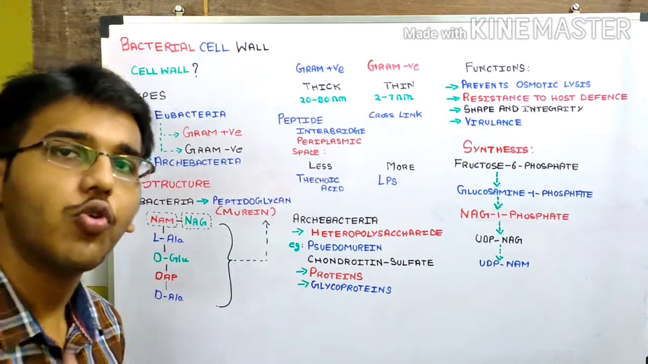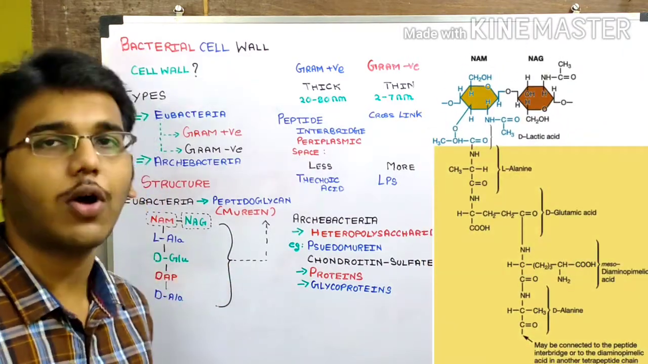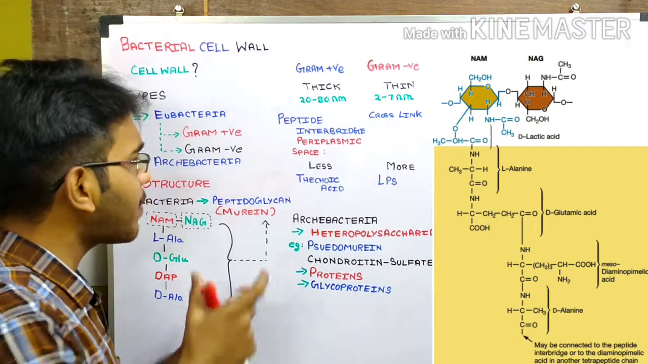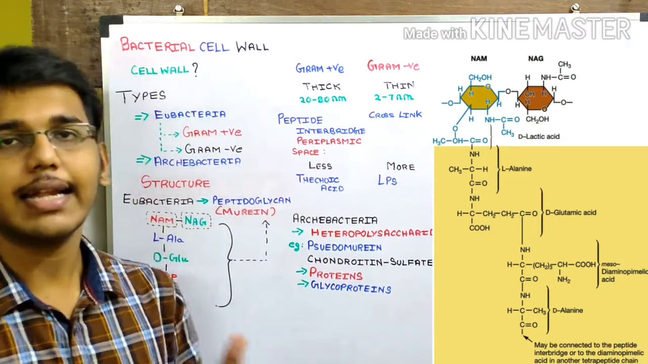Let us start with the eubacterial cell wall. The eubacterial cell wall is made up of subunits called peptidoglycan. So what is a peptidoglycan? The name itself says that it is made up of peptides and glycan molecules.